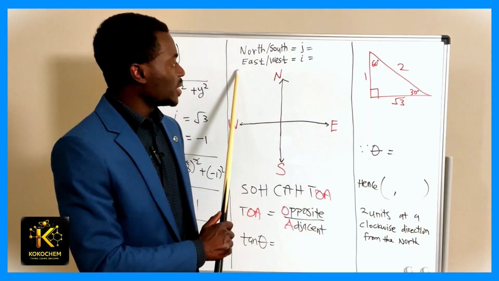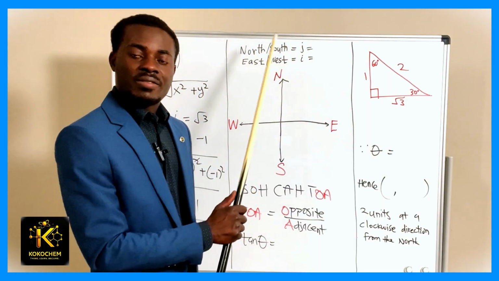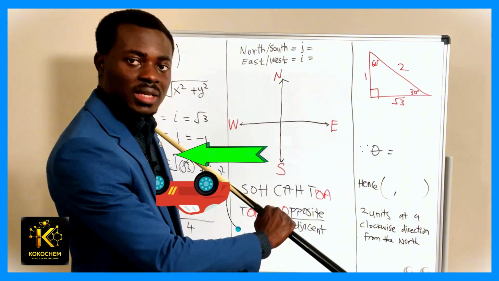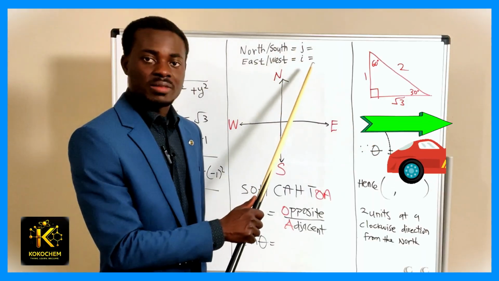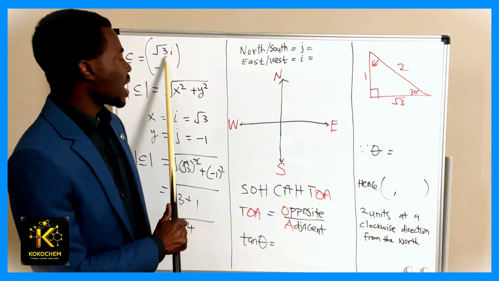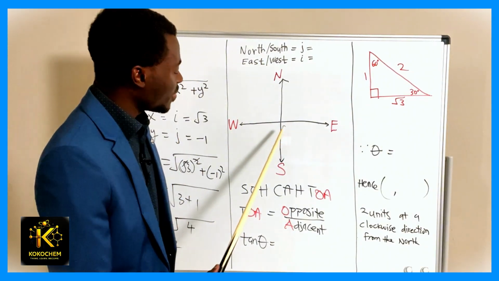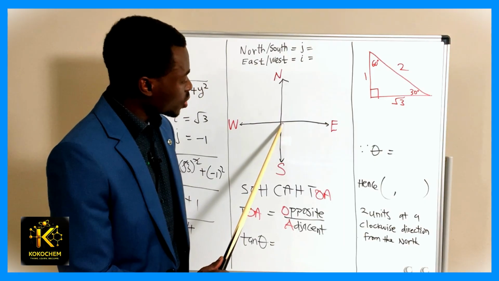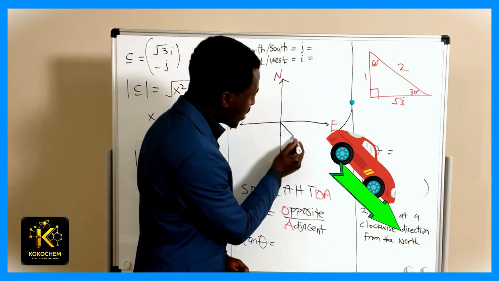i represents east and west. If i is negative, the vector will be moving to the left-hand side, which is west. If i is positive, the vector will be moving towards the east. In the question, i is positive and j is negative. That means the vector is moving towards the southeast. So our vector is somewhere here.